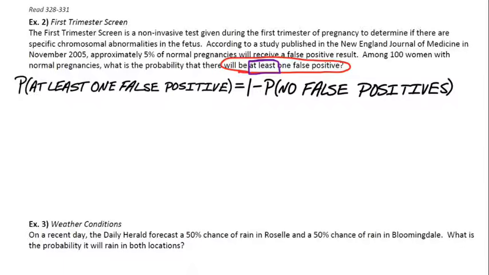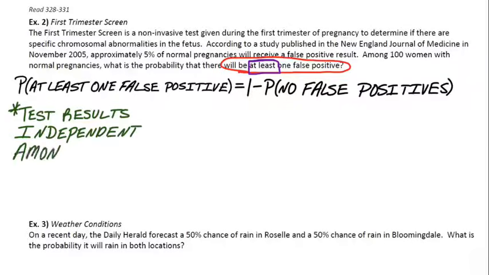Okay, well, the test results are definitely independent. So I want to make that note before we actually start multiplying out probabilities here. It's definitely reasonable to assume that the 100 women that are sampled here, their pregnancies are definitely independent of one another.